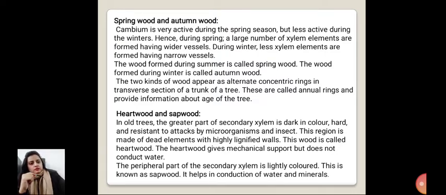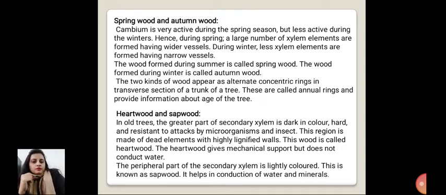The two kinds of wood appear as alternate concentric rings in a transverse section of the trunk of a tree. These are called annual rings and provide information about the age of the tree. The reason for the formation of these rings is the activity of cambial cells. We can say the activity of cambium cells is more in the spring or summer season, and they are less active during the winter season.